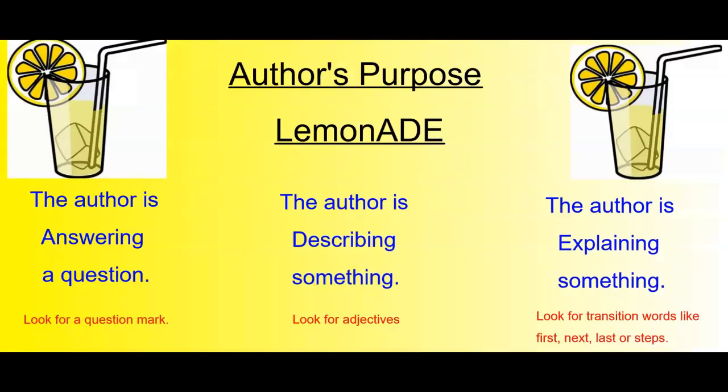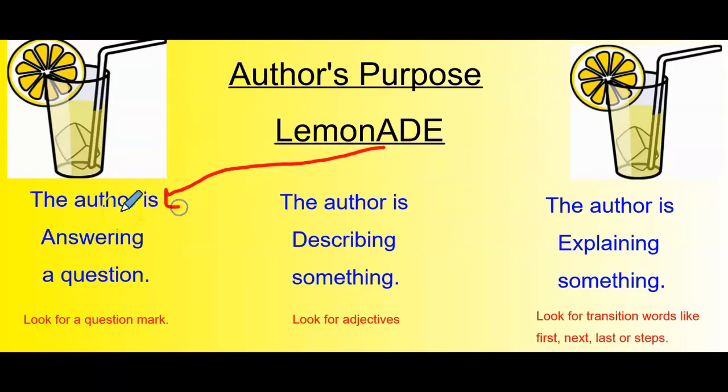Let's review what we've learned today. Remember, an author writes for 3 main reasons: to answer, to describe, or explain. We can think about delicious lemonade when we think about an author's purpose for writing. Look at the last 3 letters of lemonade, A-D-E. That will help us to remember what an author's purpose for writing a passage is.